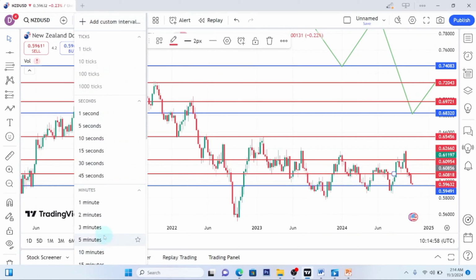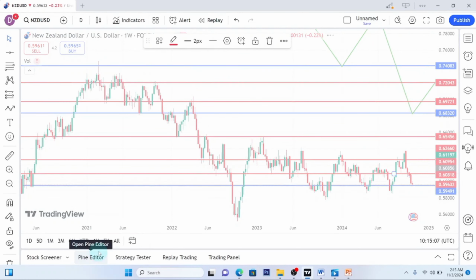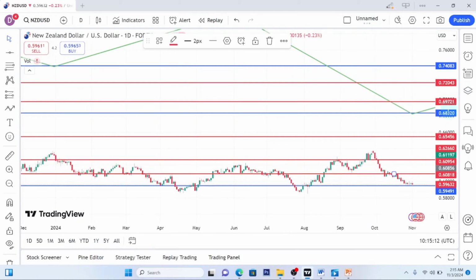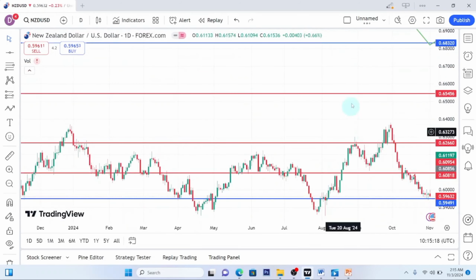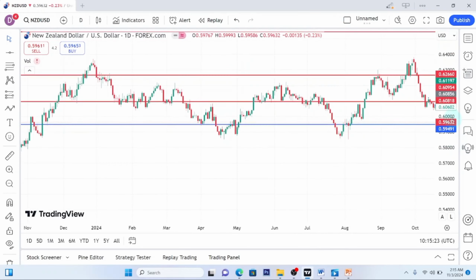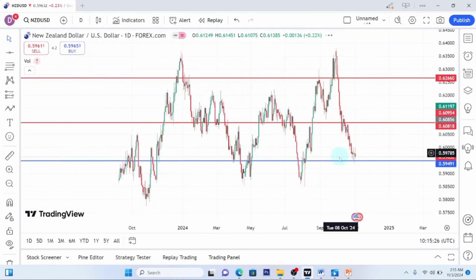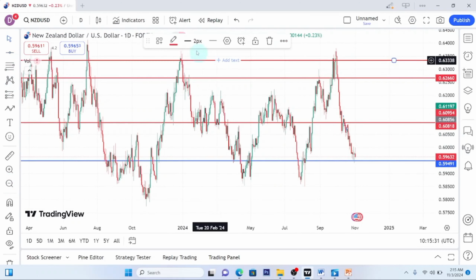Go to our daily chart. This is very, very important for every trader. Okay, very, very important for every trader. So this is our daily. So in our daily, let's change the color to green. Then we have here.